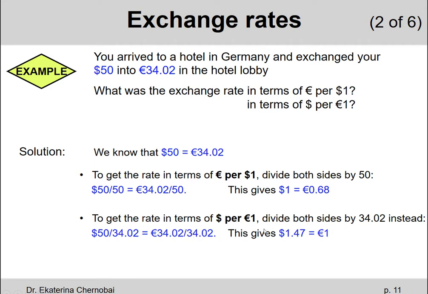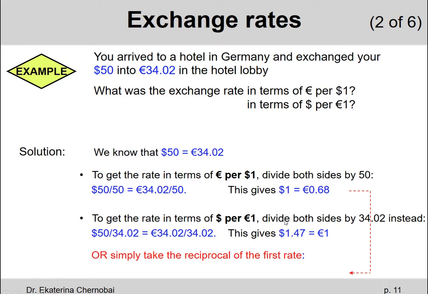When this is simplified, on the left-hand side, where we have dollars, we get 1.47 of a dollar, $1.47. And on the right-hand side, we have the 1 euro that was our goal. So we have just answered the question. We found the implied exchange rate between the dollar and the euro two different ways. First, $1 equals 0.68 of a euro, and second, 1 euro equals 1.47 of a dollar.